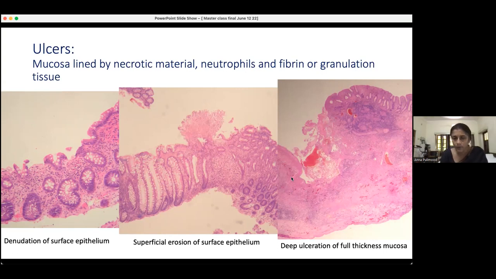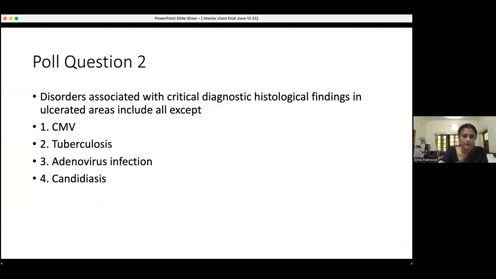Why is it important for us to be able to say that the clinician has sampled an ulcerated mucosa? This is because there are different kinds of pathology that are identified in areas of ulceration. If the pathologist sees an area of ulceration, you can particularly look for certain kinds of pathology there, which are predisposed to ulcers. That brings us to poll question two.